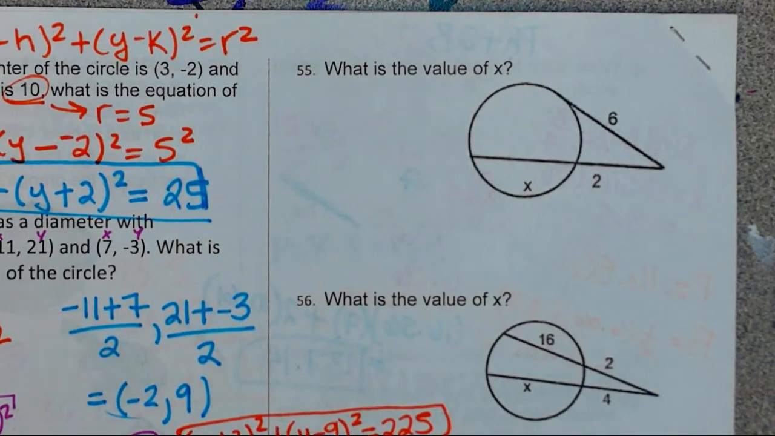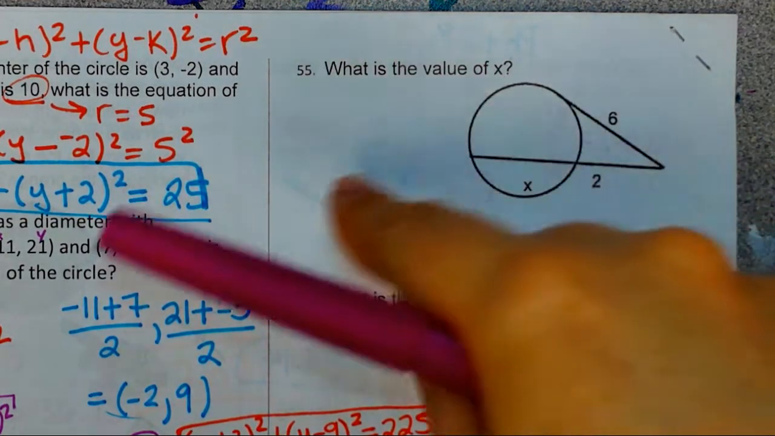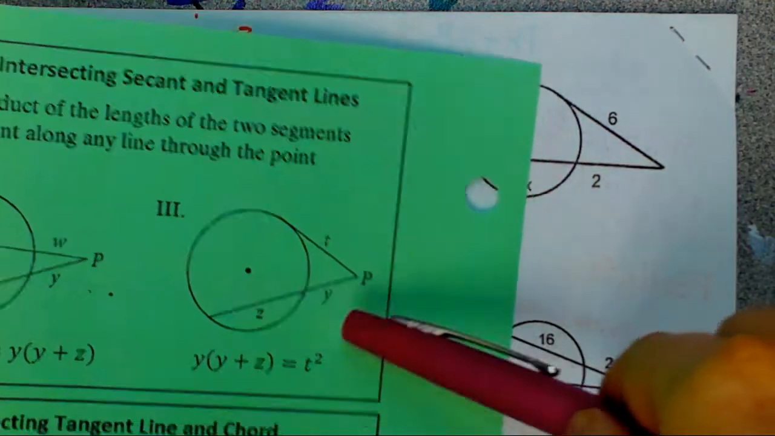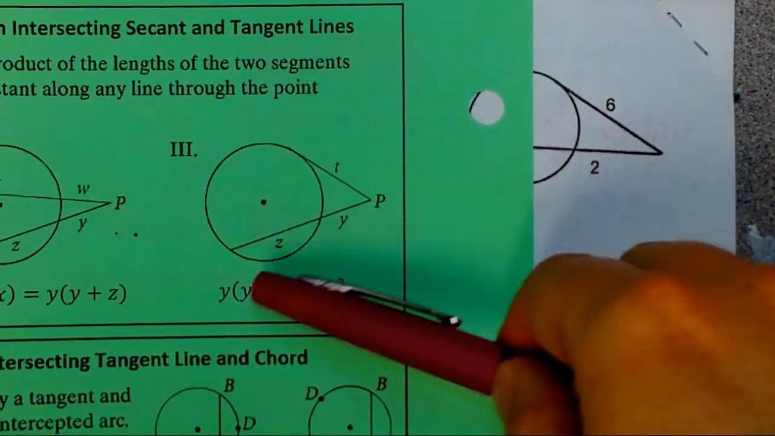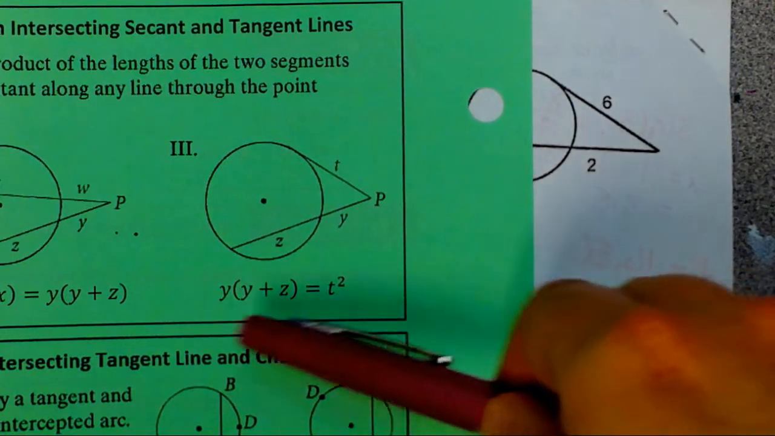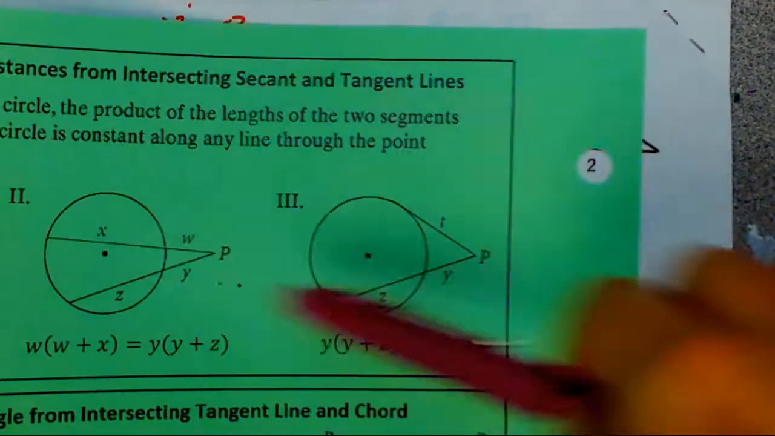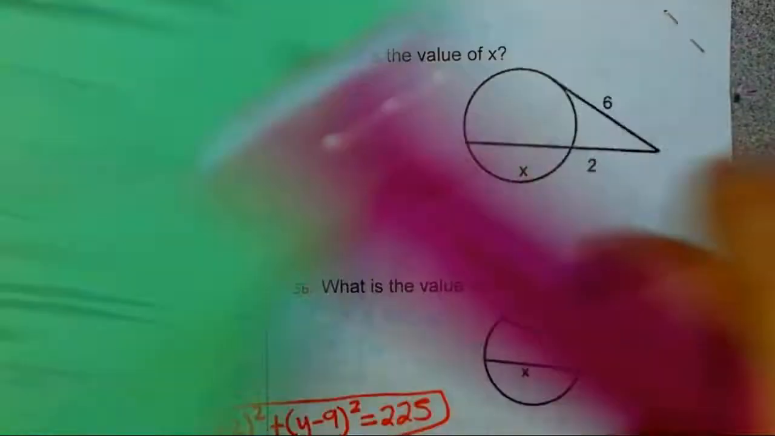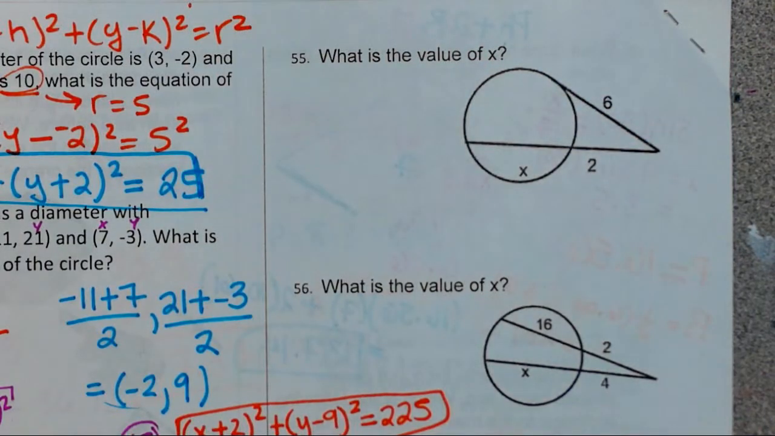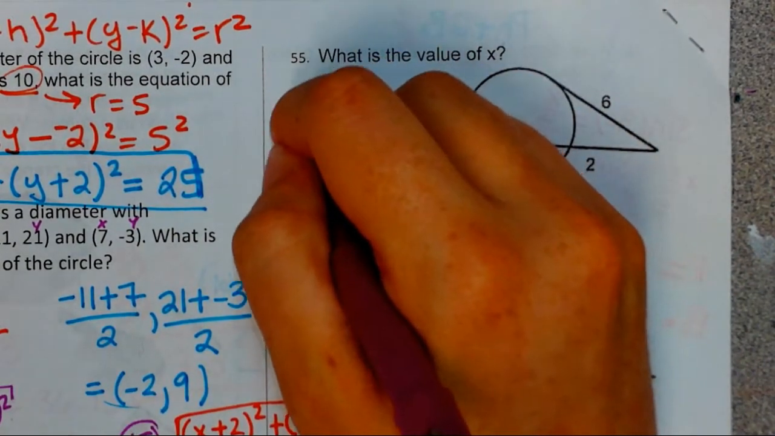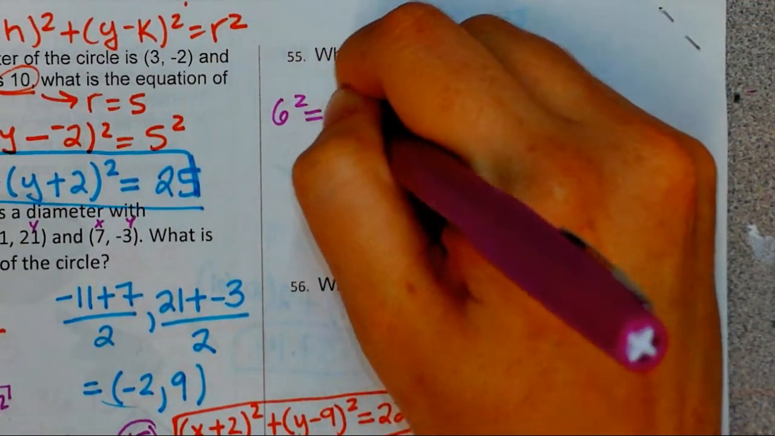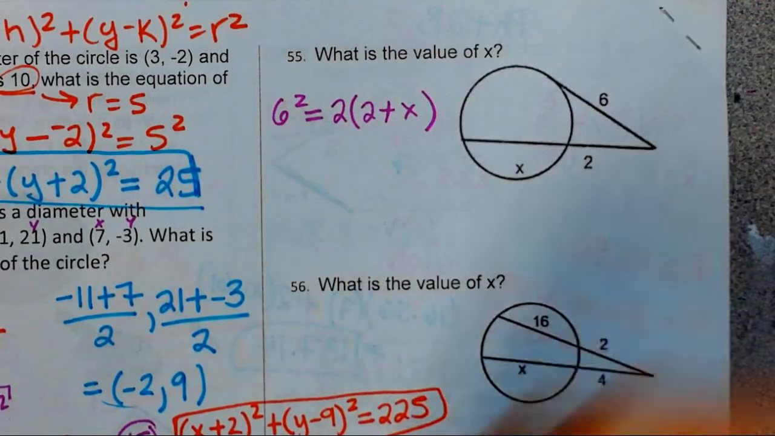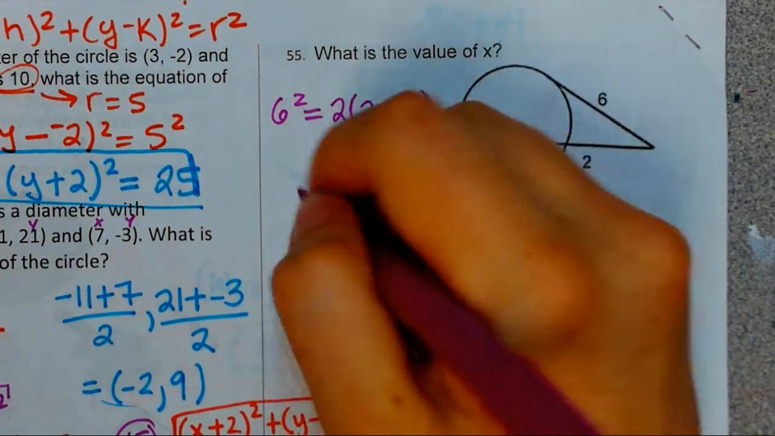All right, problem number 55. What is the value of x? We have a tangent line and a secant line. We're going to be using this formula here: t, and then we've got y and z, so t squared is equal to y times y plus z. You do have this on your formula chart, theorem 6. So we would say that 6 squared is equal to 2 times 2 plus x. So 6 squared is 36.